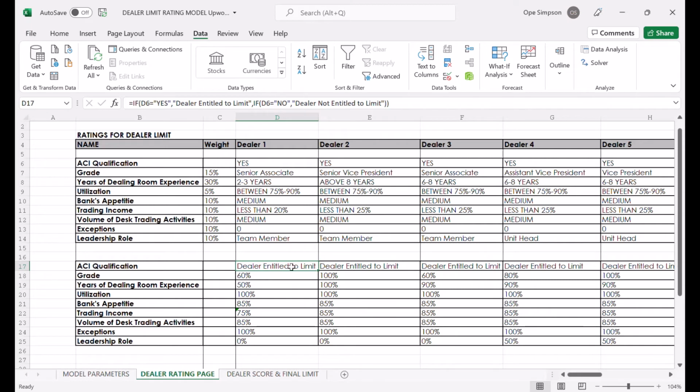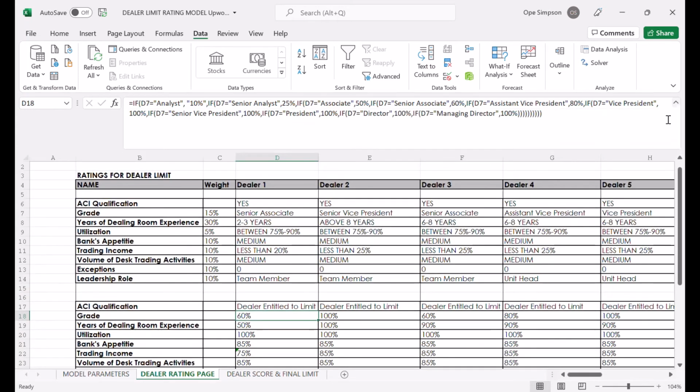Now, the first parameter, which is the ACI qualification, we basically put it that if the dealer has an ACI, if he's ACI qualified, then he's entitled to a limit. If he is not, he's not entitled to a limit. Going with grade, starting with the grade, the second parameter, which is our first qualitative parameter.